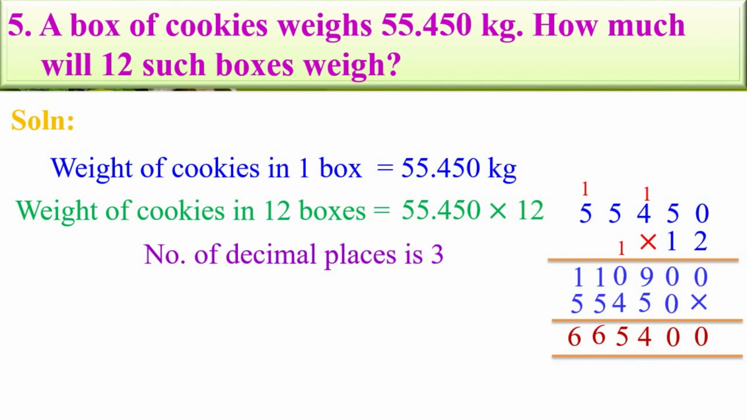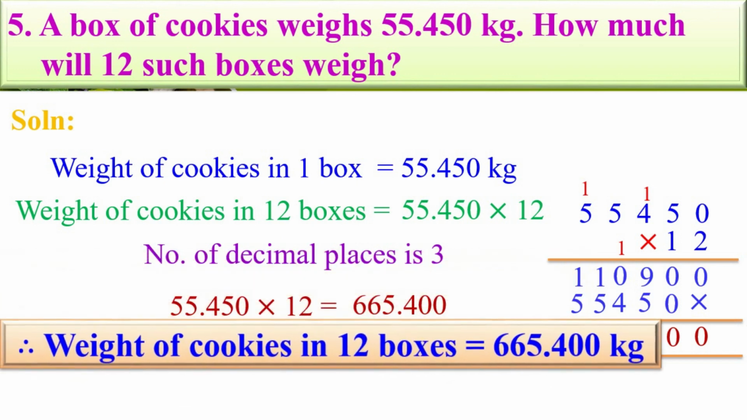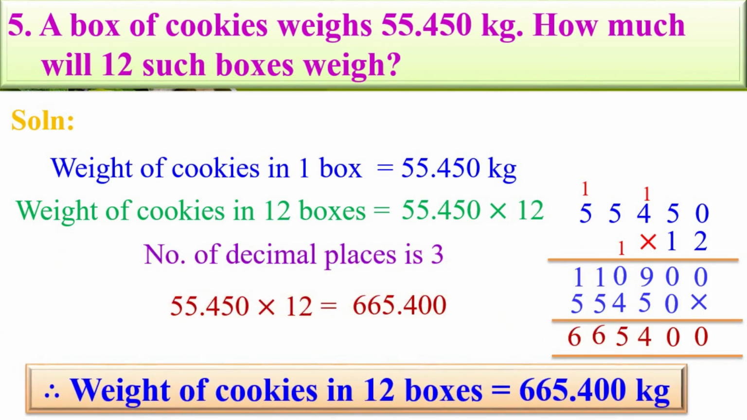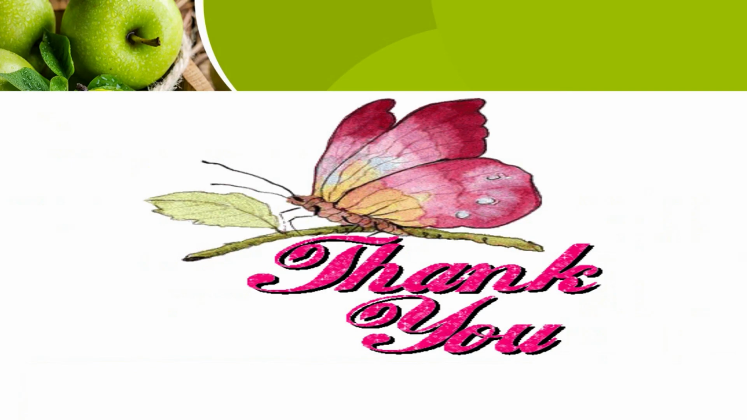Therefore, now count the decimal places. The number of decimal places is 3. We have to follow right to left. 55.450 multiplied by 12. Now place the decimal point from right to left, 3 places. We get 665.400. Therefore, the weight of cookies in 12 boxes is 665.400 kilograms. Thank you, students.